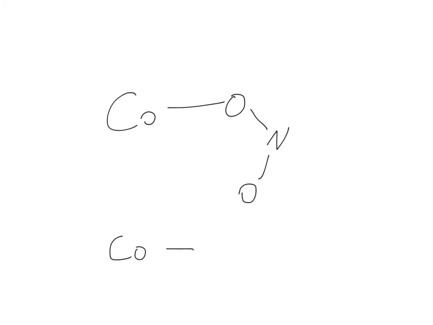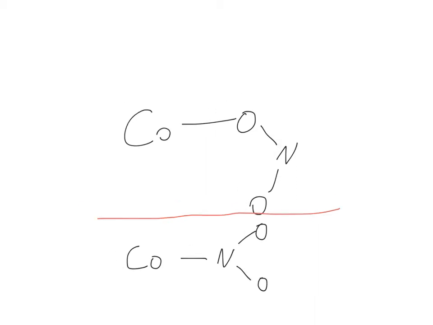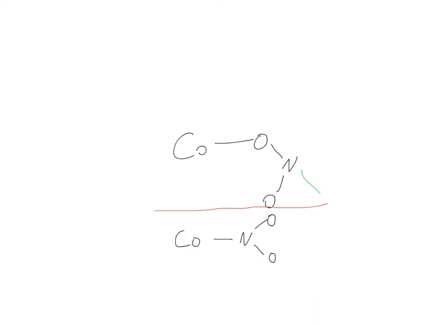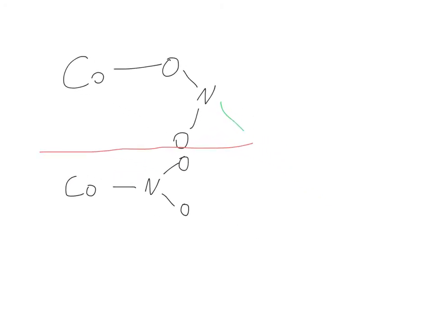E1 is an example of linkage isomerism. And the key idea here is, well, which atom in the NO2 ligand binds? Is it the oxygen, or is it the nitrogen? This is linkage isomerism. Oh, I've moved everything. No. There we go. Linkage isomerism.